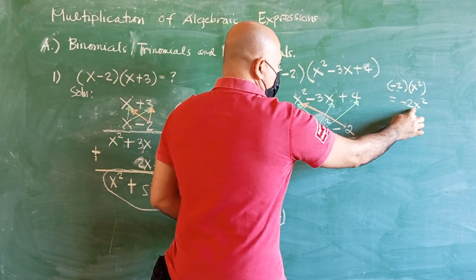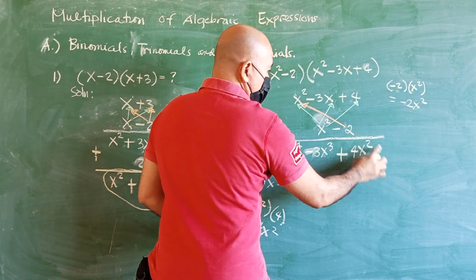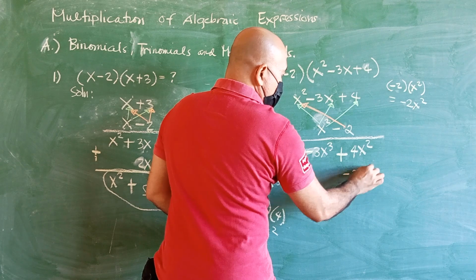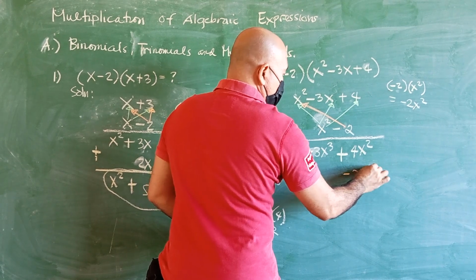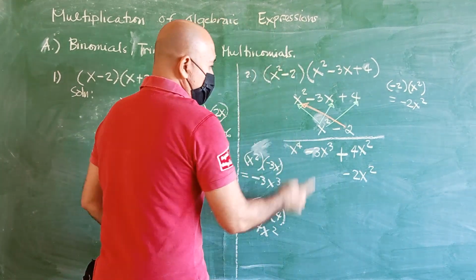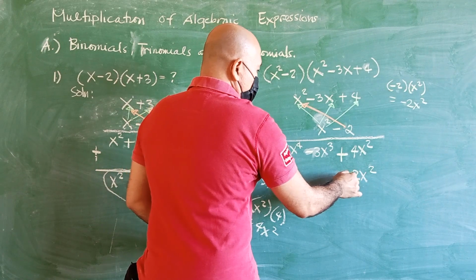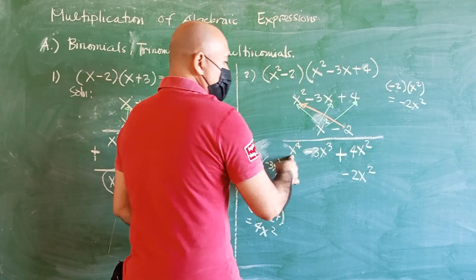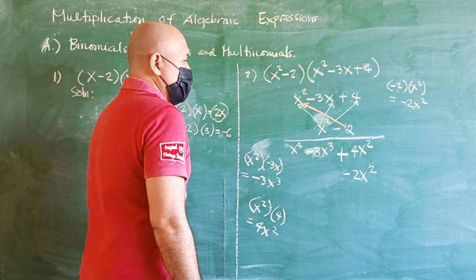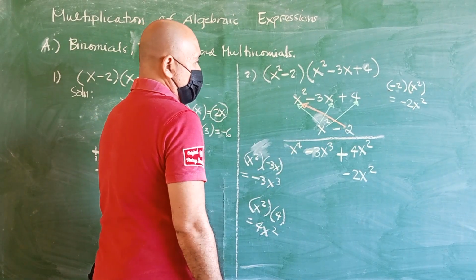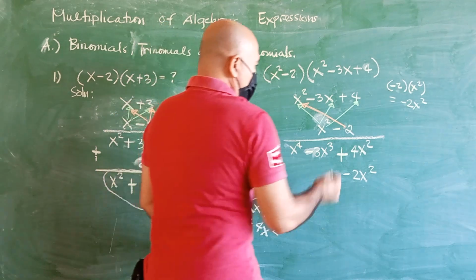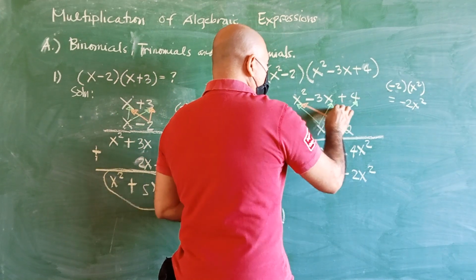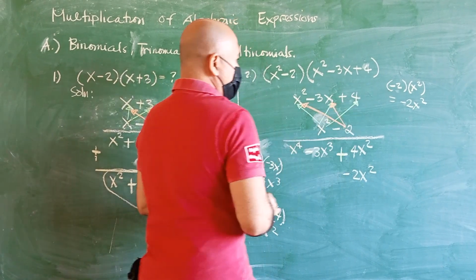So place negative 2x squared under 4x squared. So it becomes negative 2x raised to the power of 2 here. Do not write negative 2x squared under this term or under this one, because their variables and exponents are not the same. Then this time, let's proceed to the multiplication of negative 2 to negative 3x.